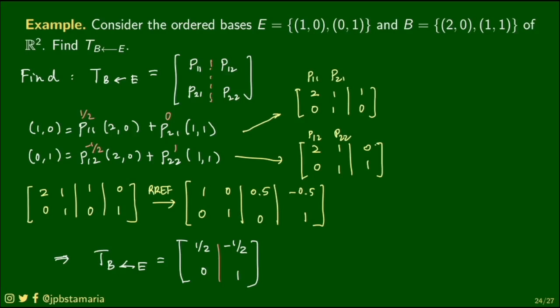So this gives us the transition matrix. The question is, what is this transition matrix for? Do you remember, in the previous example we considered the vector (7, 3)? We found that the coordinate of v relative to E is (7, 3), of course, while the coordinate of v relative to B is, I think, (2, 3). Is that (2, 3)? Yeah.